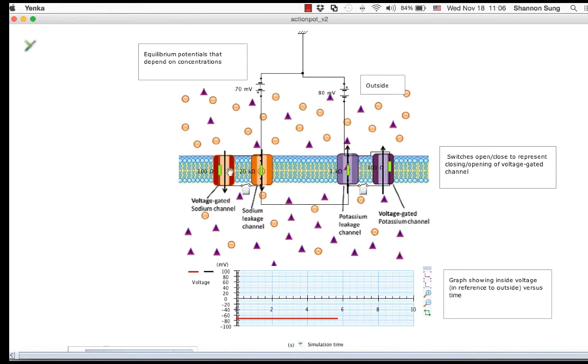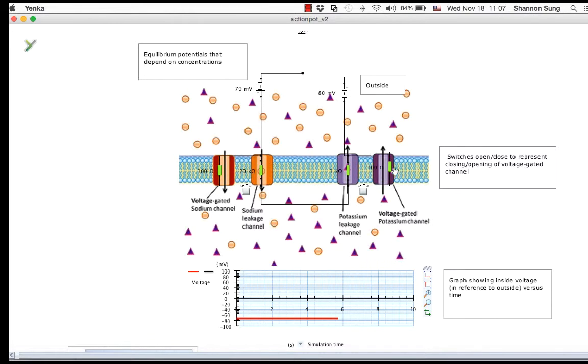So in this diagram, we've reversed the side. So potassium's on this side now, sodium's on this side. And you notice there's extra channels. Here's the same channels we had before. We call those leakage channels for sodium and potassium. That sodium's always leaking in, potassium's always leaking out. But we've also added these voltage-gated sodium channels and these voltage-gated potassium channels.